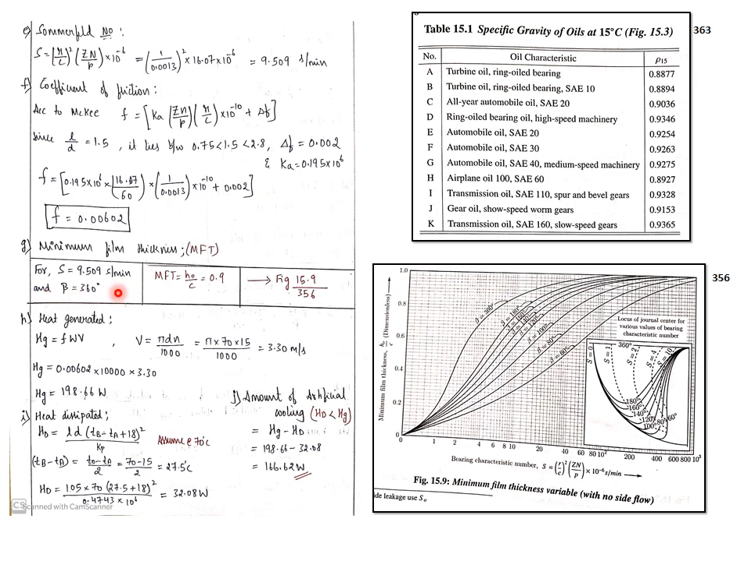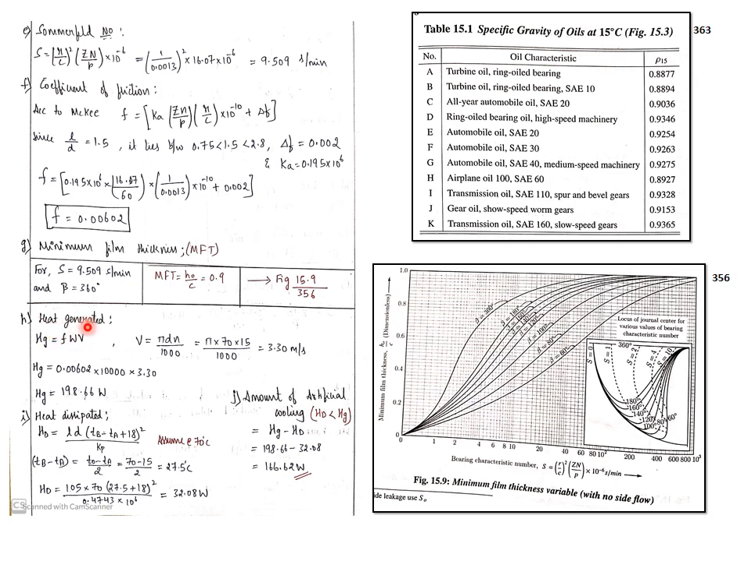Corresponding to these two values, if you check the y-axis, MFT, that is H0 by C, is equal to 0.9. This is the graph value. Similarly, if you need to find the value of H0, you know C, just multiply here and you will get the value of H0.